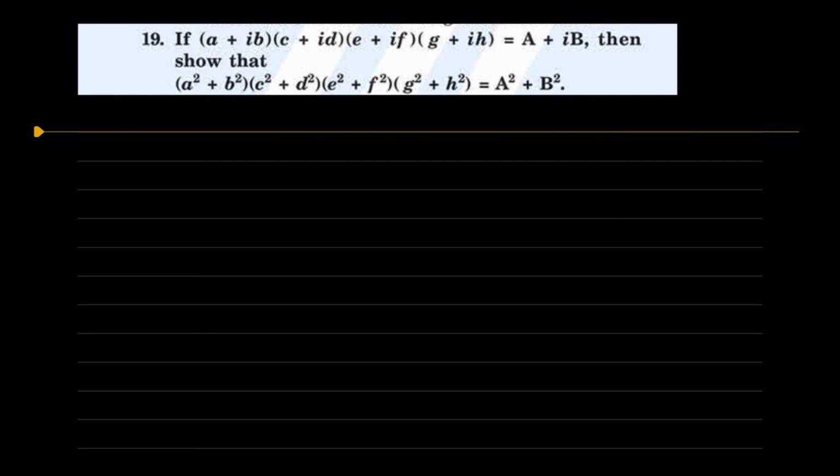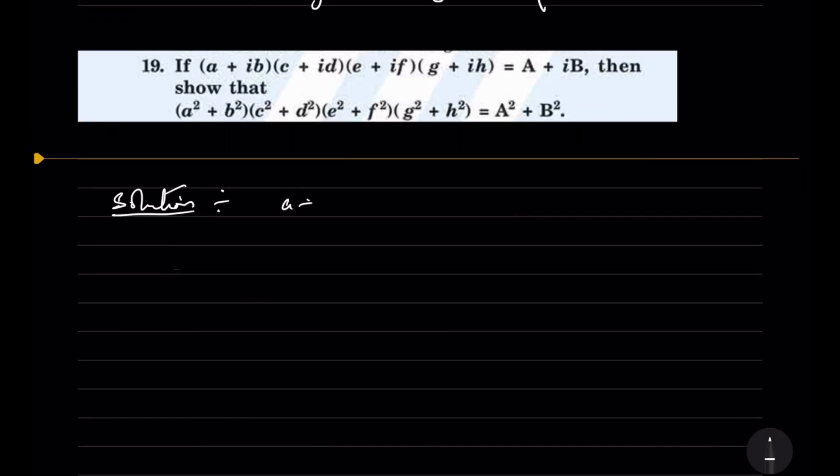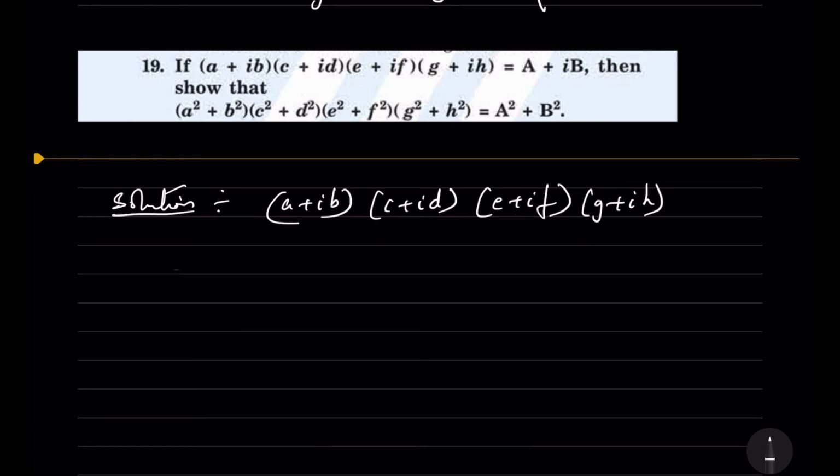Next, going into the 19th one, if (a plus ib)(c plus id)(e plus if)(g plus ih) is equal to a plus ib, then show that (a square plus b square)(c square plus d square)(e square plus f square)(g square plus h square) is equal to a square plus b square. So in the solution part over here, now what is given? We can write this as a plus ib into c plus id into e plus if into g plus ih is equal to a plus ib.